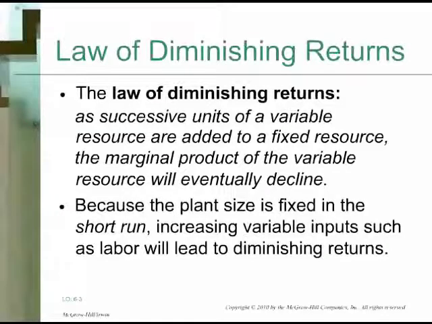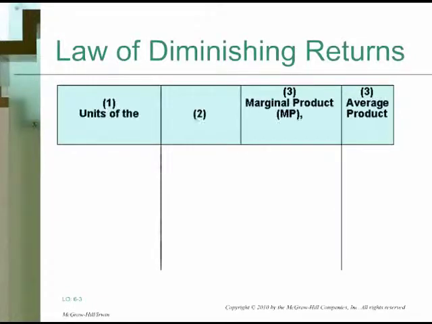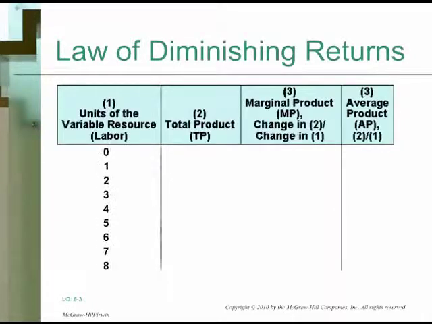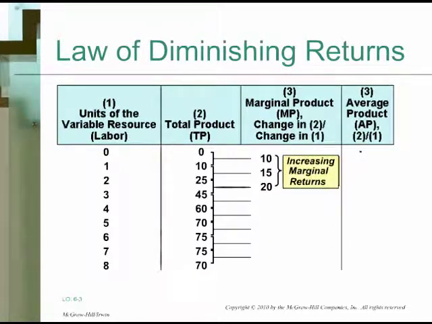Because in the short run the plant size is fixed, increasing variable input such as labor will lead to diminishing returns. Consider the following example of the law of diminishing returns. First unit of labor will produce 10 units of output. 2 units of labor, 25 units of output. 3 units of labor, 45 units of output. Notice that marginal product of labor so far is increasing.